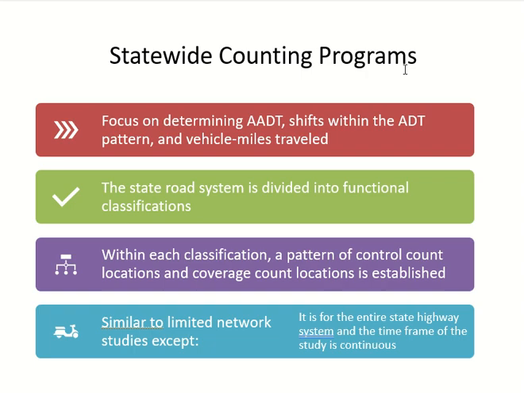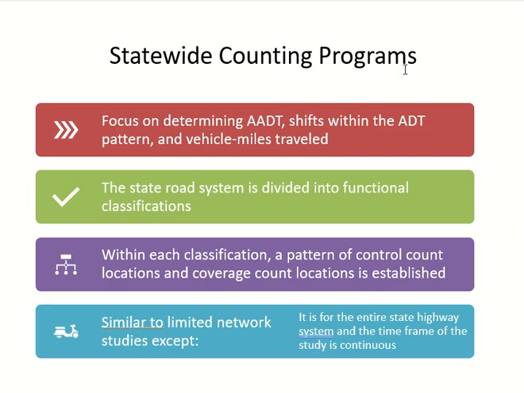Now, a statewide counting program is done to mainly focus on three things. What is the average yearly traffic, AADT, the average daily traffic of the year? How the traffic is shifting within the year: every month, weekdays, weekends. And the last thing, which I already told you, vehicle miles traveled. Vehicle miles traveled will give an indication to the authorities which highways and which areas are more important and which ones are less.